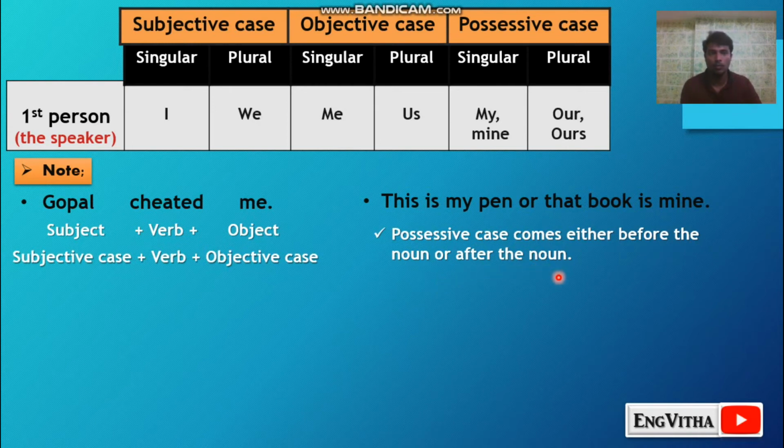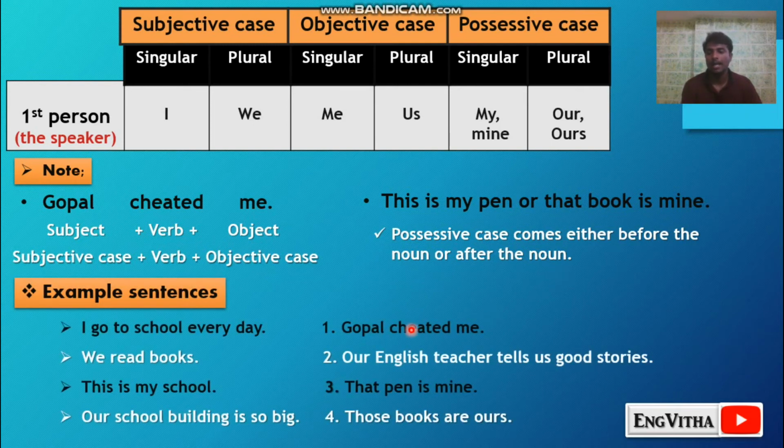So let us see a few examples on this. We will get to know very clearly. That is, I go to school every day and we read books. This is my school and our school building is so big. Gopal cheated me. Our English teacher tells us good stories. That pen is mine. Those books are ours.